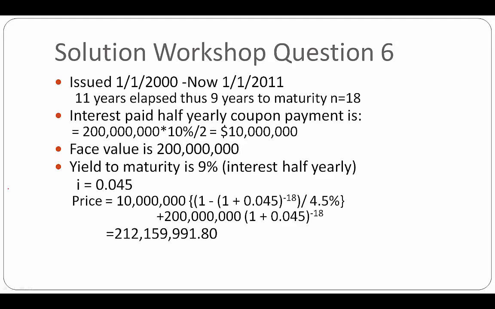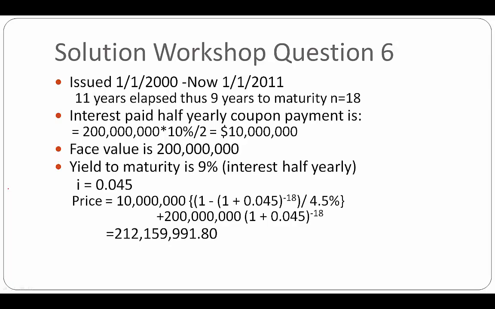Let's have a look at it. Okay, so they were issued on the 1st of January 2000, and now it's the 1st of January 2011. So 11 years have elapsed. That means 9 years remain to maturity. And remember, 6-month periods, so that's 18 periods remain.